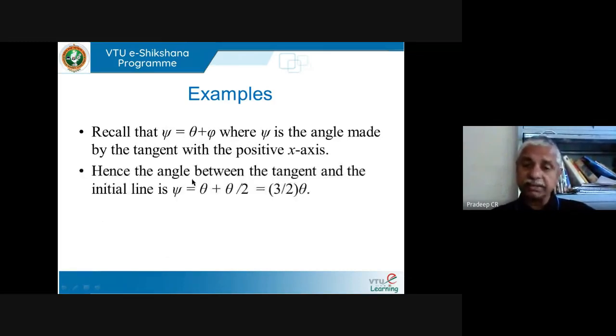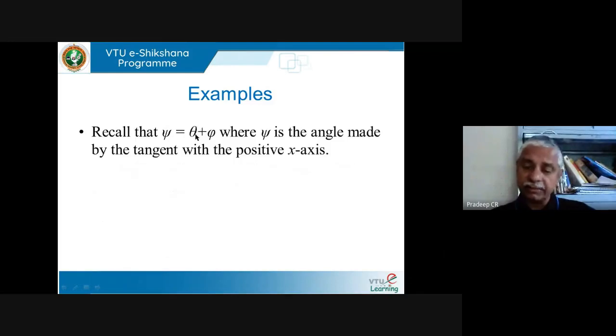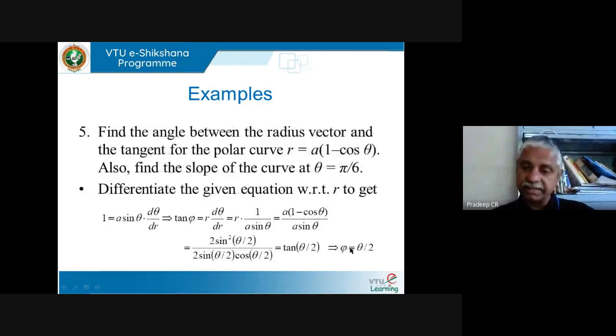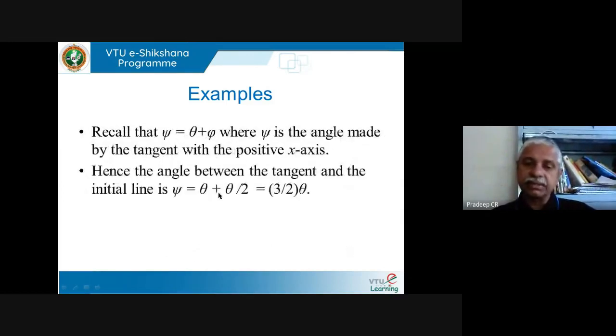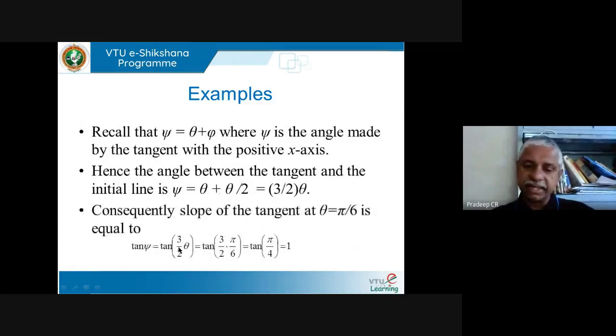So tan psi, just now I figured out that phi is same as theta by 2 for this curve. So you substitute phi is theta by 2 here. Psi is theta plus theta by 2, which is 3 by 2 theta. So tan psi is tan 3 by 2 theta, where theta is pi by 6. So tan of 3 by 2 into pi by 6, which is tan of pi by 4, which is 1. So let us verify this.